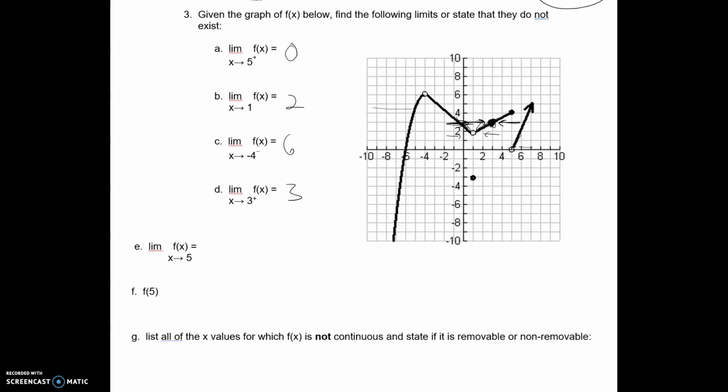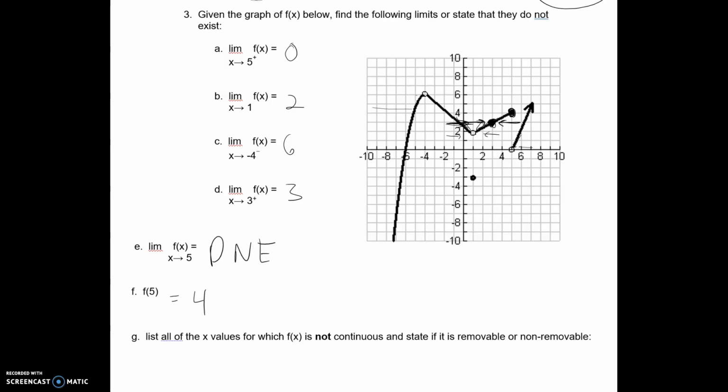Okay, and then one more, as x approaches 5. We did the right-handed limit is 0. The left-handed limit will be up here at 4. So that means this one doesn't exist. The right hand doesn't equal the left hand. And f of 5, that's an old pre-calculus question. Plug in 5, output right here. That would be equal to 4.